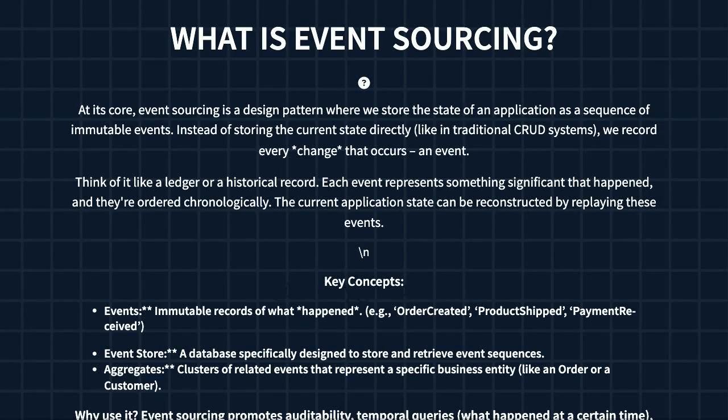Okay, let's talk about event sourcing. Imagine you're tracking every change in your system instead of just the current state. That's essentially what we do with event sourcing. We store everything as a series of events like order created, product shipped, or payment received. These events are immutable, meaning they can't be changed after they happen.